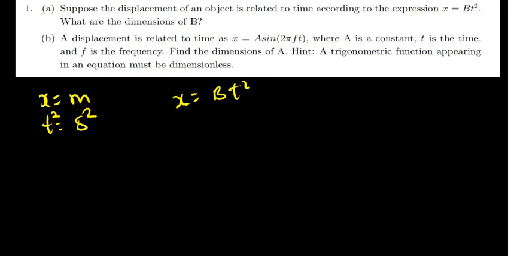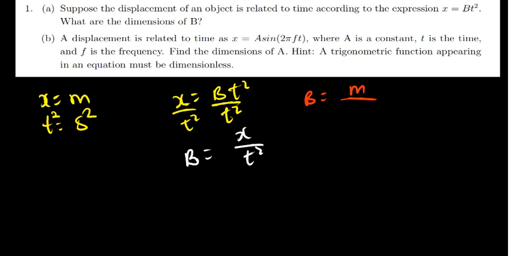b t squared. So it's just a matter of making b the subject of the formula. We divide both sides by t squared, even here t squared. So we're going to have what? We're going to have b equal to x divided by t squared. And then we plug in the values, right? So we have m divided by what? S squared. So b is going to be equal to meters per second squared. So what would be your conclusion to what is b?